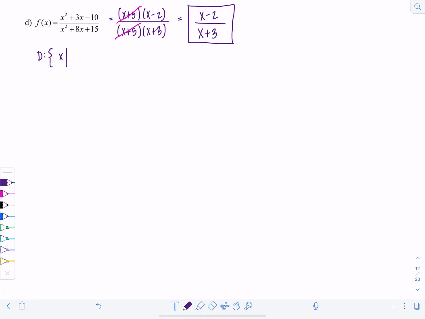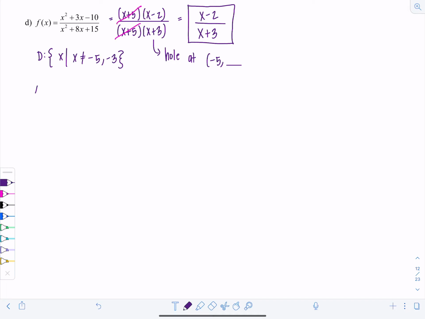What do I mean by that? You still have to list that the restrictions are -5 and -3. Just because you cancel it out doesn't mean it wasn't there to begin with, okay? So there's still going to be a problem at -5. There's not going to be a vertical asymptote, though. No. We're going to have a hole at -5, comma, and I'll show you how to get the y-coordinate in just a second.